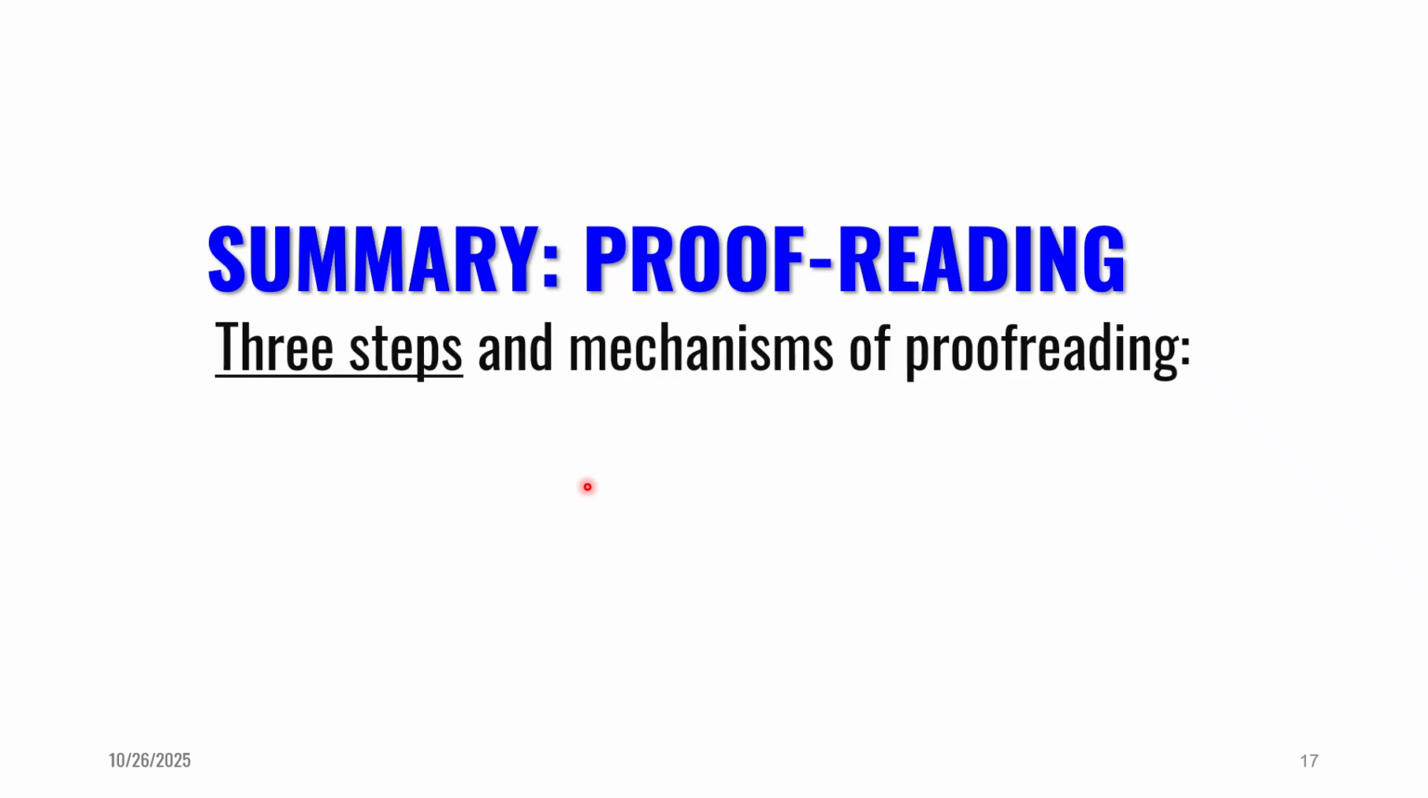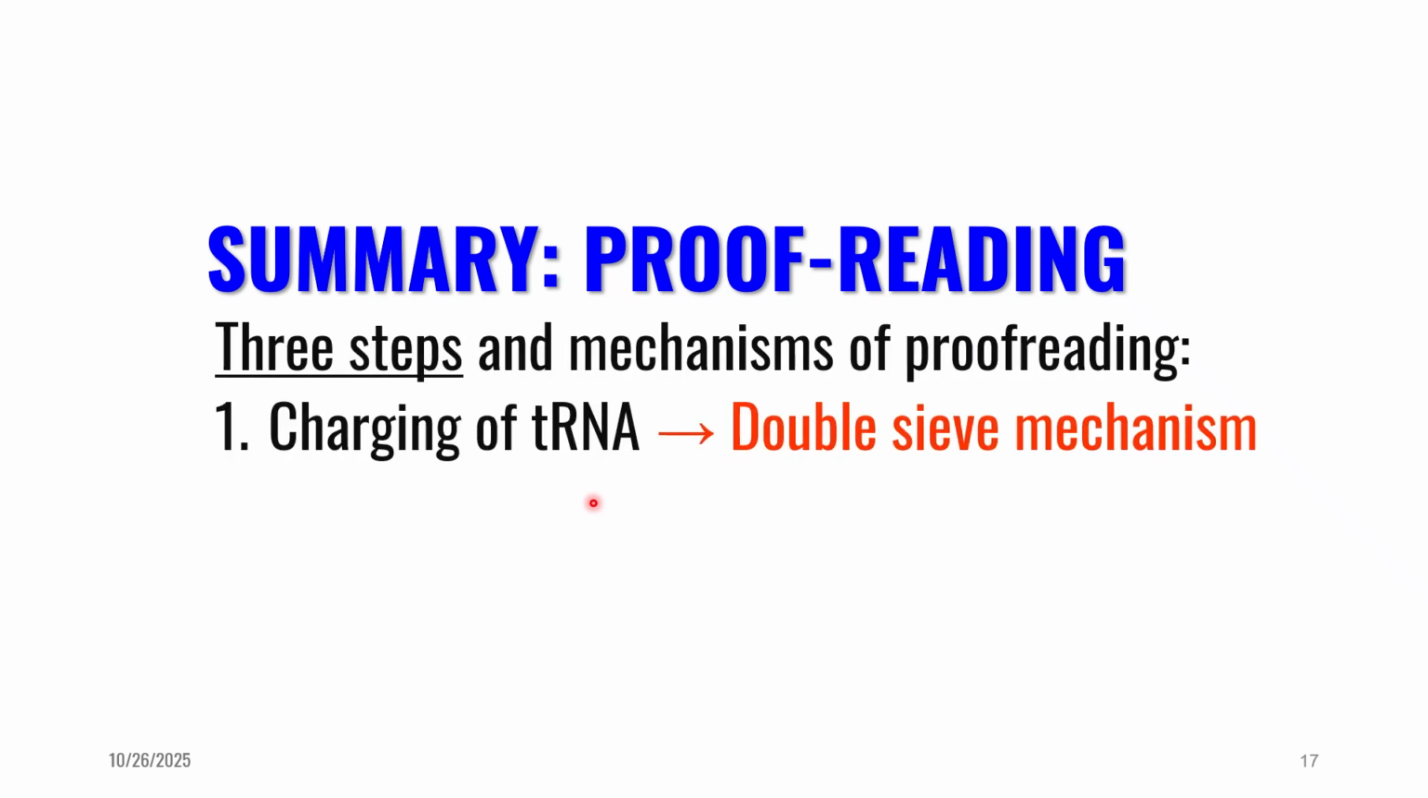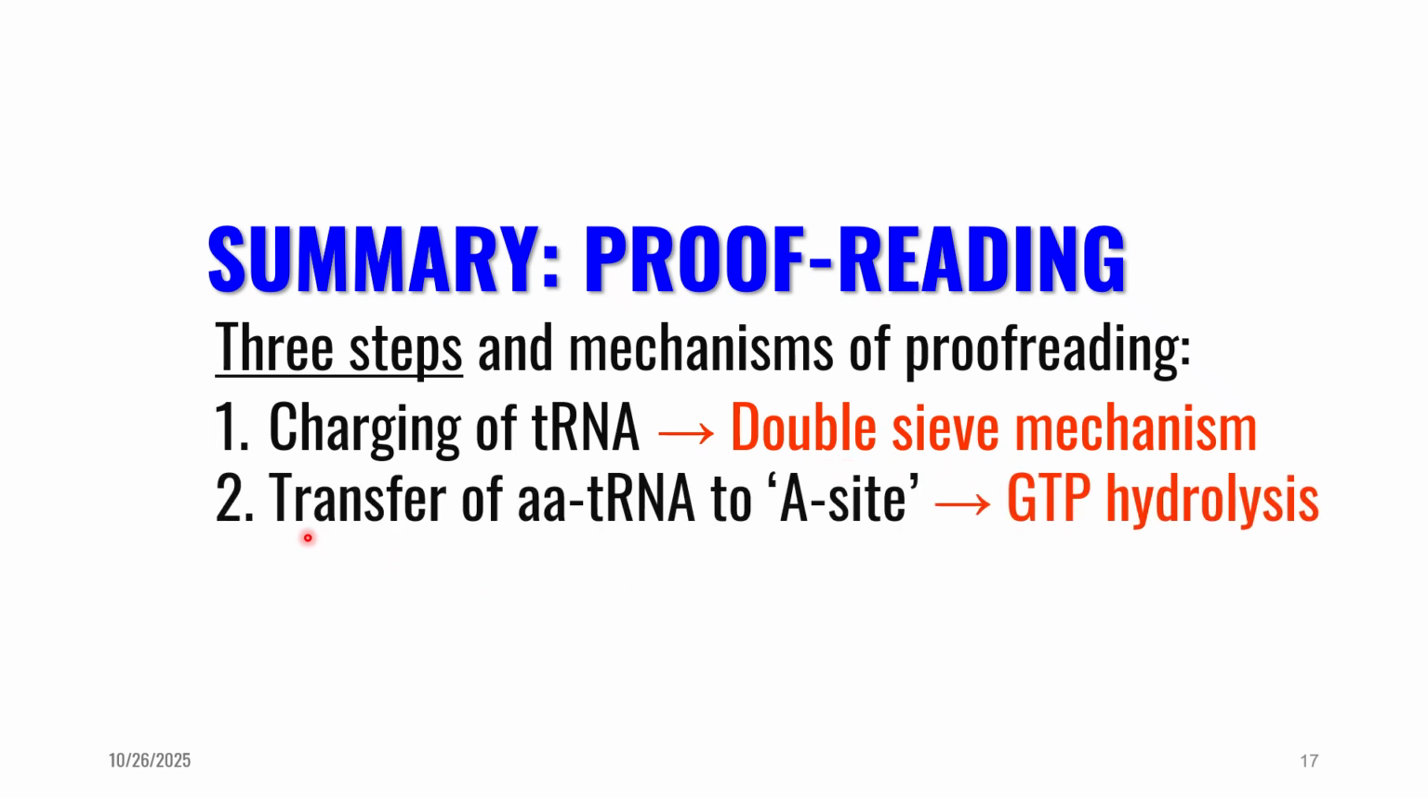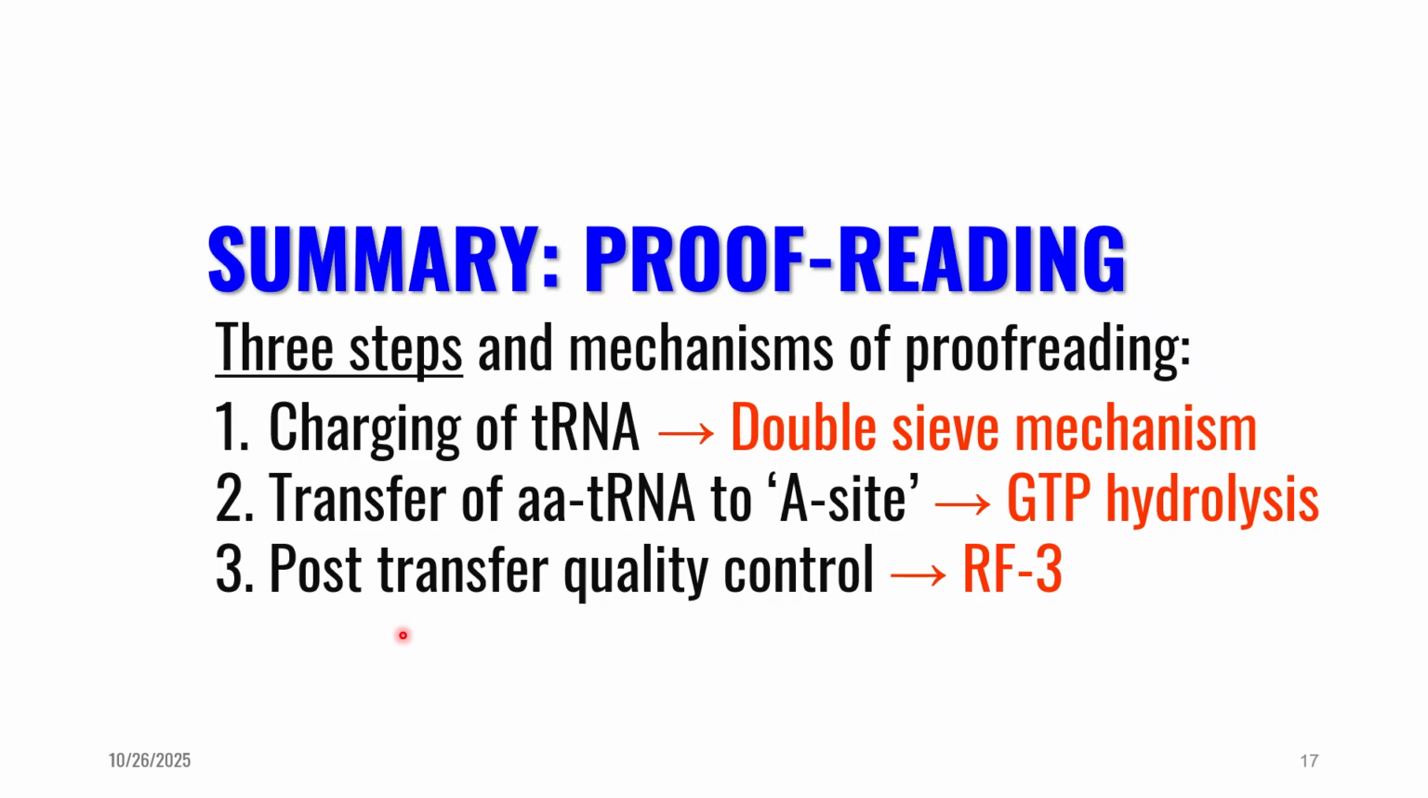So in summary, there are three levels of proofreading activities which happen. The first one is at the level of charging of tRNA by a mechanism called the double sieve mechanism. We have discussed that in detail. And the second is at the stage of transfer of amino acid tRNA to the A site, and this is indicated by hydrolysis of GTP. And the third one is post transfer quality control. This takes care of misincorporation of amino acid into the chain at any stage, including elongation and termination, and this is taken care of by release factor 3.